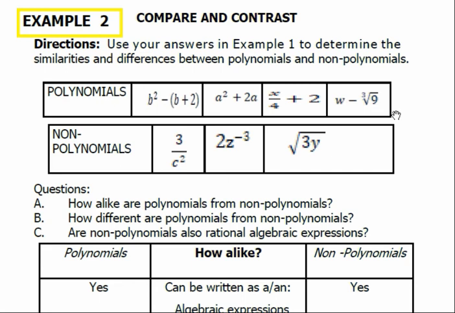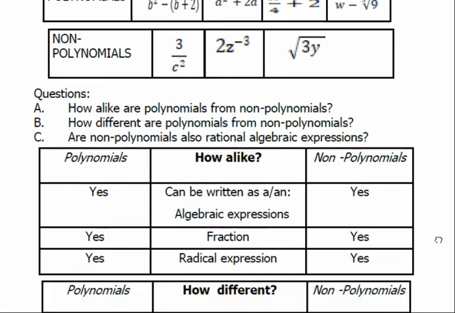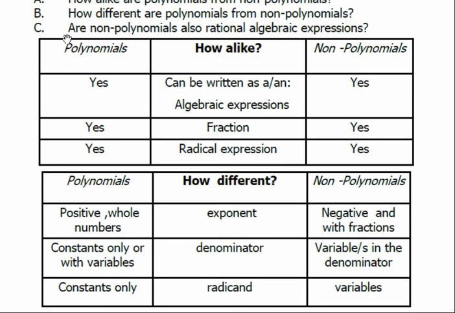So these are the answers that we have in example 1, and these are polynomials. Non-polynomials are those with variables in the denominator with an exponent, or this one, a negative exponent, and then we have a radicand that contains a variable. Now, questions. A. How alike are polynomials and non-polynomials? And for letter B, how different are polynomials from non-polynomials? And letter C, are non-polynomials also rational algebraic expressions? Now we can answer that in here.